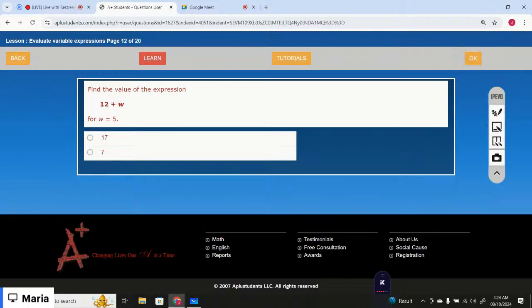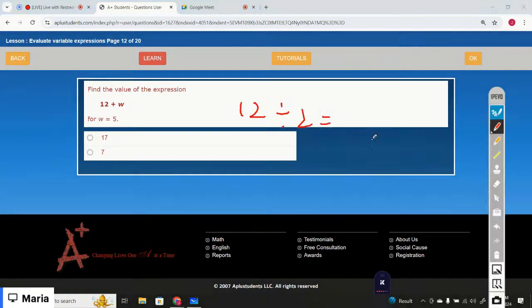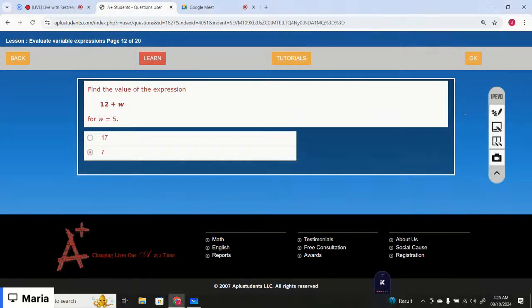The next one is find the value of the expression 12 plus w, for w equals 5. So which is the correct option? You need to add w to 12, and replace w with 5. So that is 12 plus 5 equals 17. So the correct option is 17. Option number 2 is the correct option.